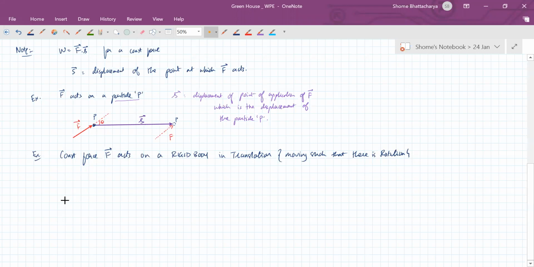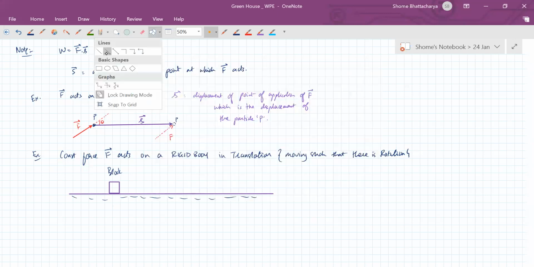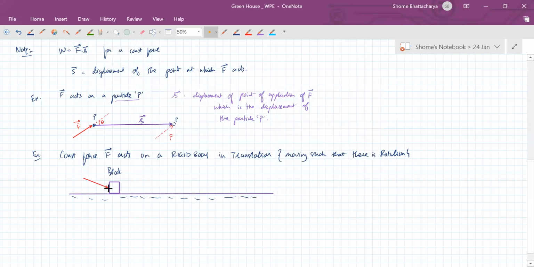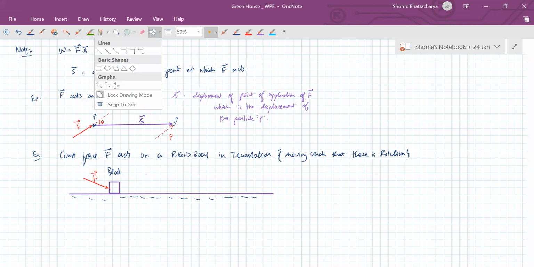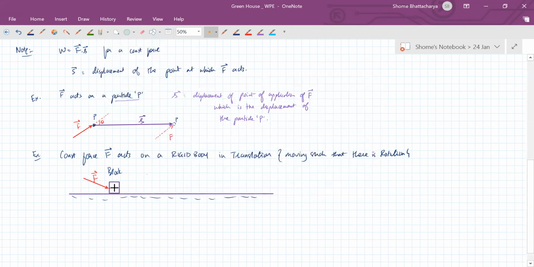For example, we have this standard kind of situation: there is a rigid body, like a solid block, a cubical or cuboidal block on a surface. Suppose we are applying the force at a particular point on the block. Continuously we are applying a force of a certain magnitude in a fixed direction. We are applying that force at a particular point P over here. As a result of this and other forces acting, the body displaces. Generally when we say the body displaces, we mean its center of mass is displacing by a certain amount.